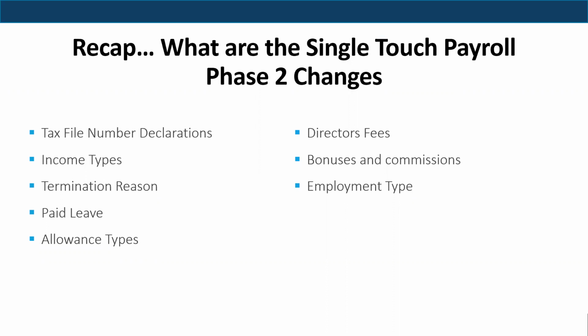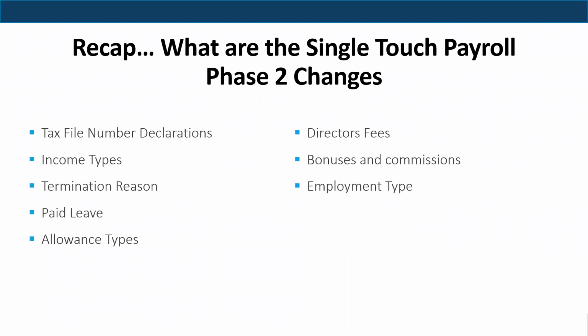In STP phase 1 reporting, some allowances were reported separately, but others were reported as part of gross earnings. You'll now need to report all allowances separately in your STP phase 2 report across most income types. This means that allowances previously reported as gross must now be separately itemised and reported.